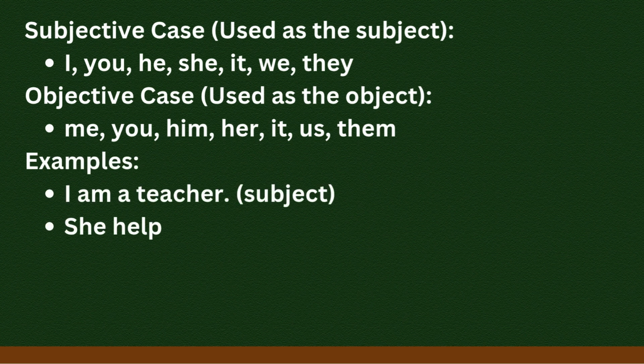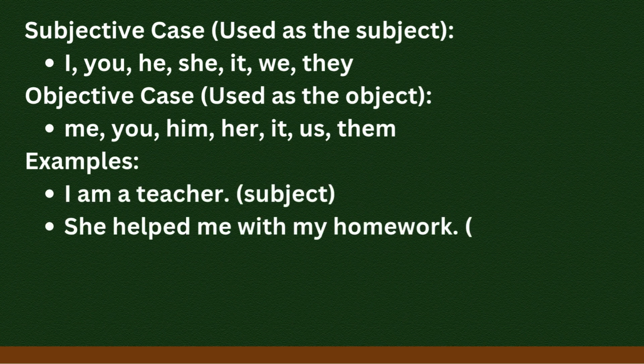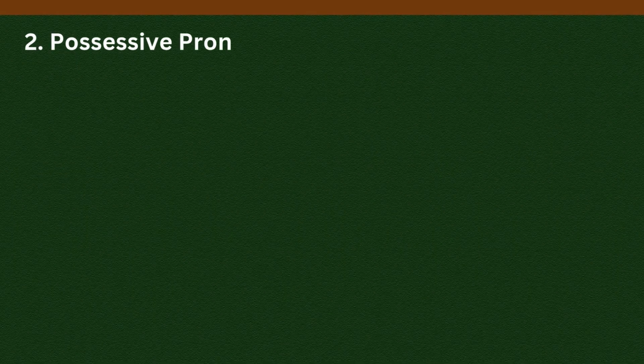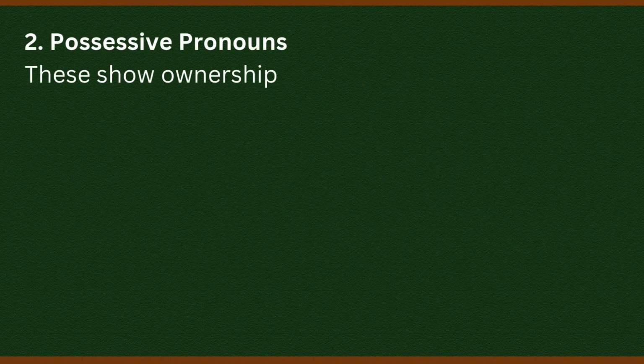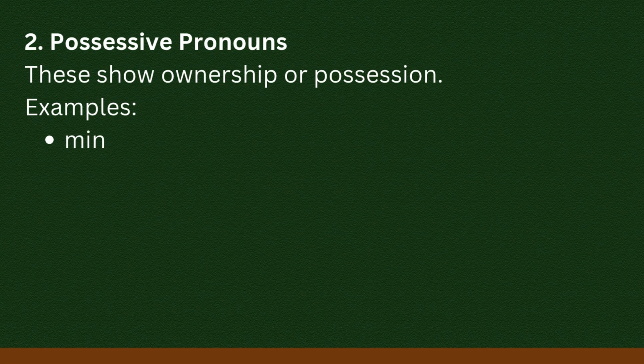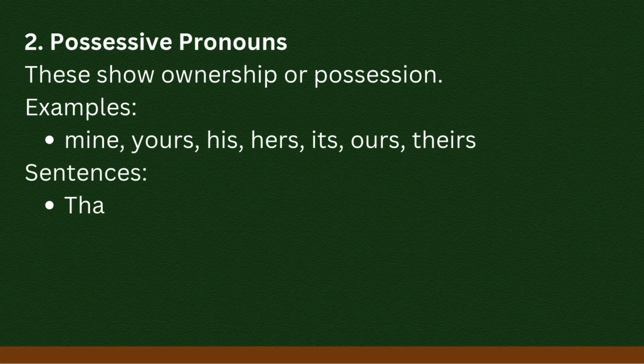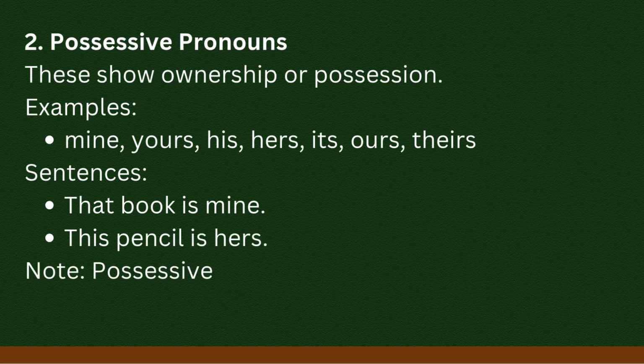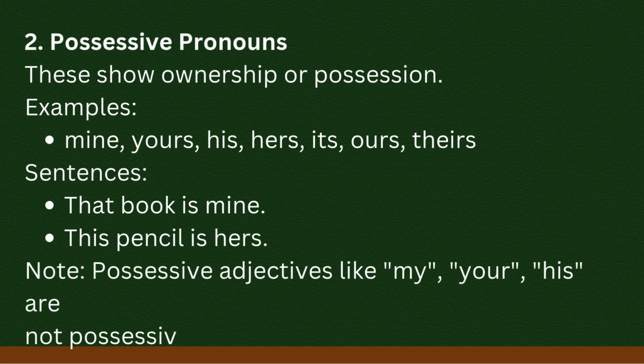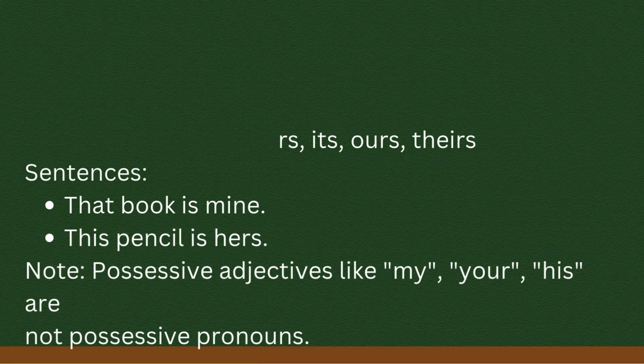Examples: I am a teacher. Subject. She helped me with my homework. Object. 2. Possessive pronouns. These show ownership or possession. Examples: mine, yours, his, hers, its, ours, theirs. Sentences: that book is mine. This pencil is hers. Note: possessive adjectives like my, your, his are not possessive pronouns.